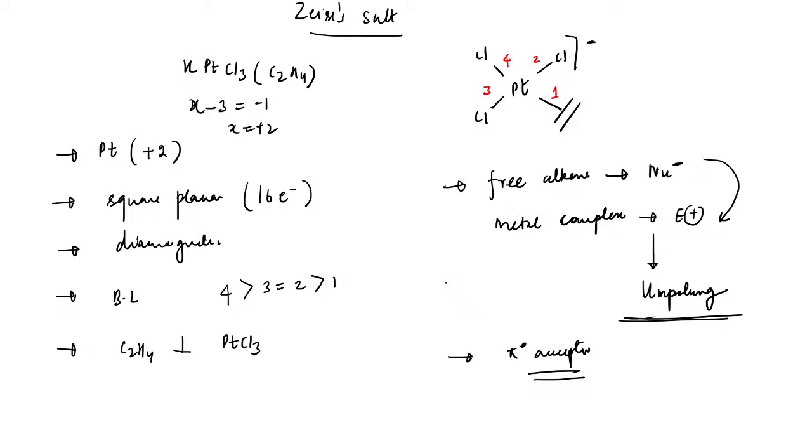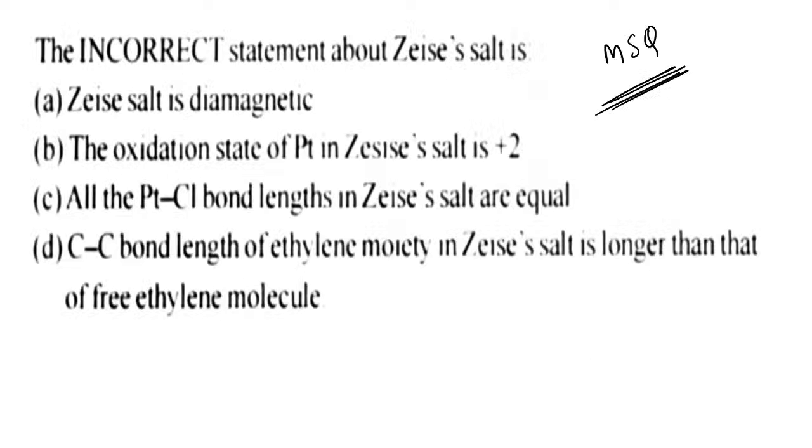Now let's go back to the question. The question is, the incorrect statement about Zeise's salt is: first, it's diamagnetic, which is correct. Second, the oxidation state of platinum in Zeise's salt is +2, which is also correct. Third, all the platinum-Cl bonds in Zeise's salt are equal. No, this is the incorrect statement.